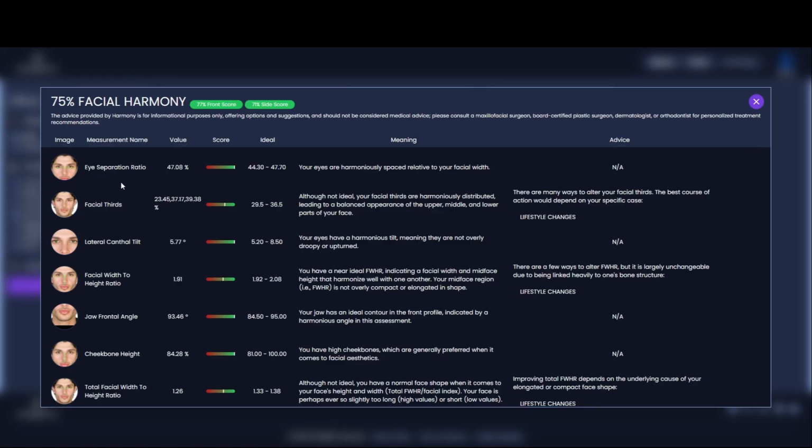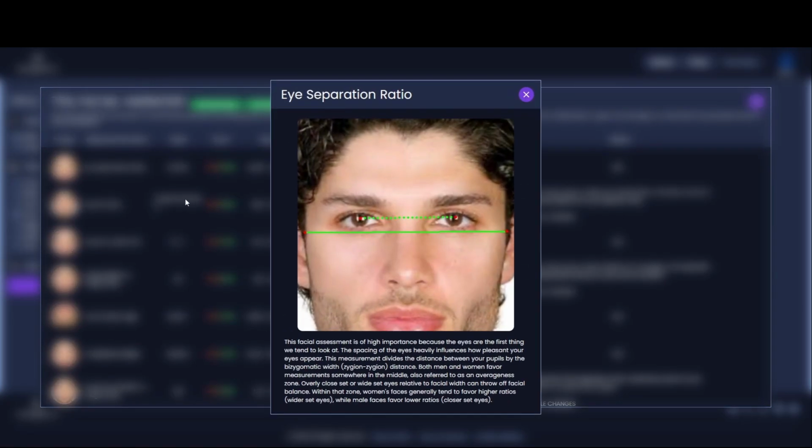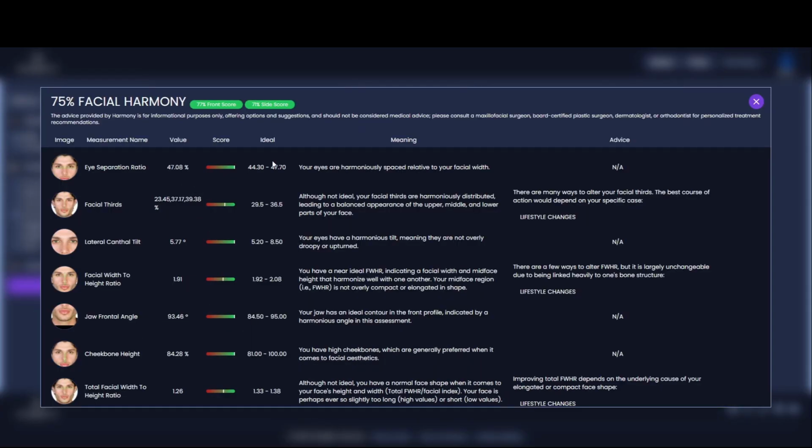So let's see what some of his drawbacks are, or this report isn't meant to lay out your flaws, it's more so meant to give you insight on how to improve, and if you were to go to a cosmetic surgeon, what some of your deficiencies or disharmonies are with your face. So the very first thing we see is that his eyes are kind of wider set, but still within the normal ideal range, as you can see here.